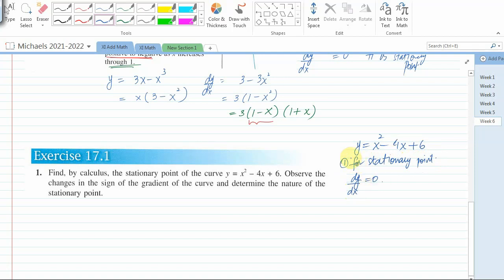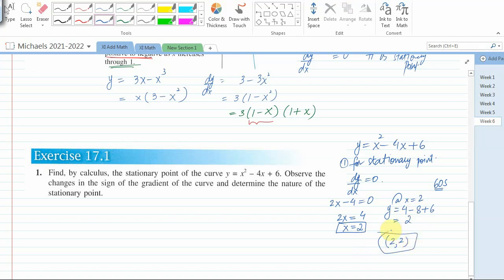So first you need to find dy by dx, place it equal to 0: 2x minus 4 equals 0, 2x equals 4, and x equals 2. So we know that at x equals 2 we have a stationary value, that means dy by dx equals 0. And the value of y at x equals 2: y equals 2 squared is 4, minus 4 twos are 8, plus 6. So 4 plus 6 is 10, 10 minus 8 leads to 2. So the stationary point we have is (2, 2), that is the value of x and y, right?